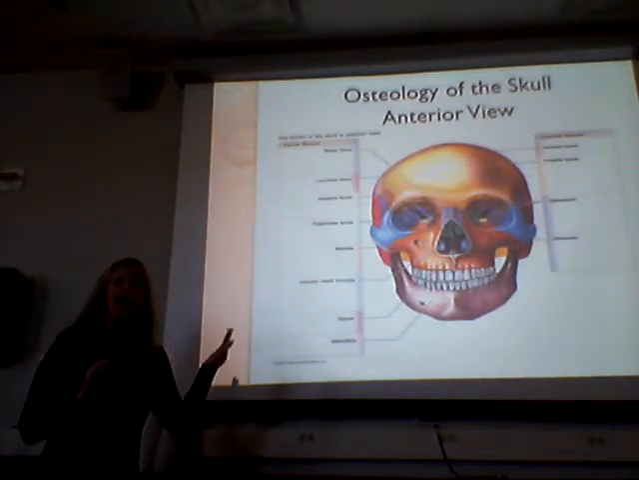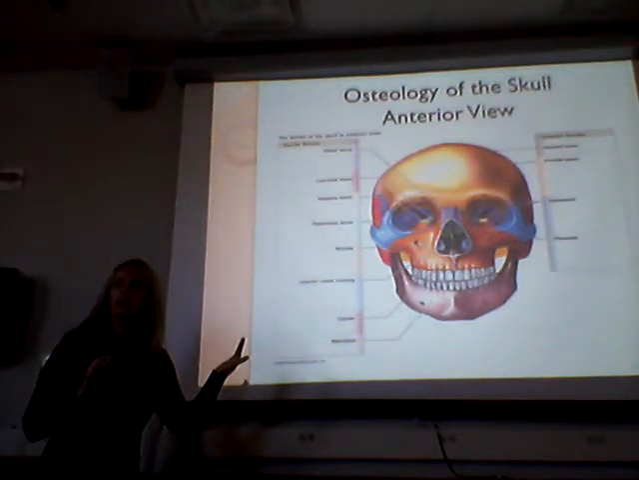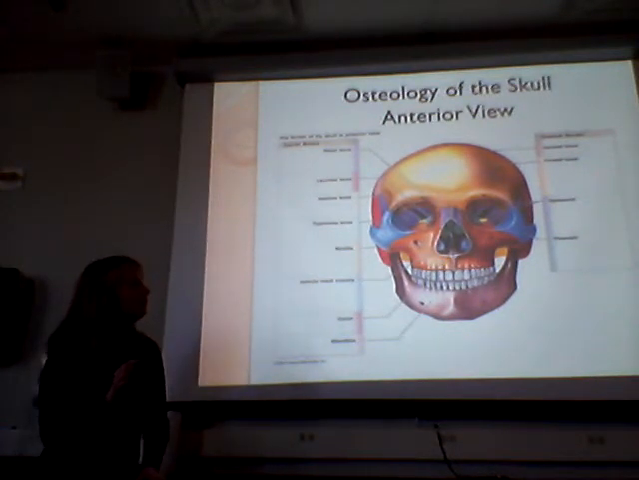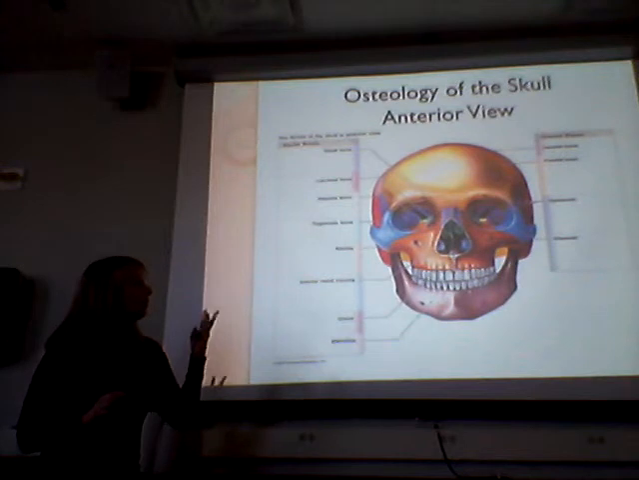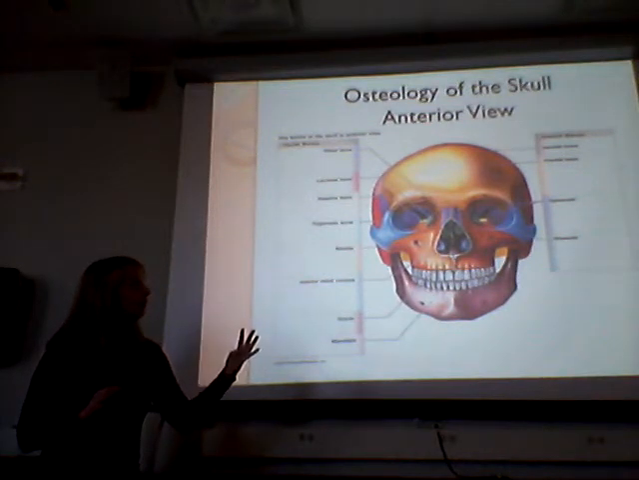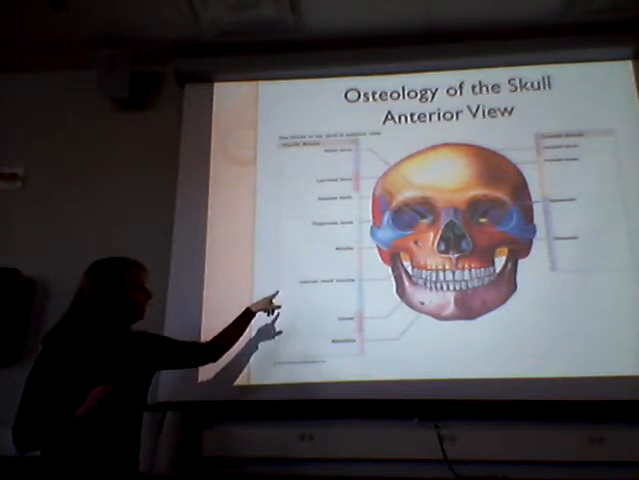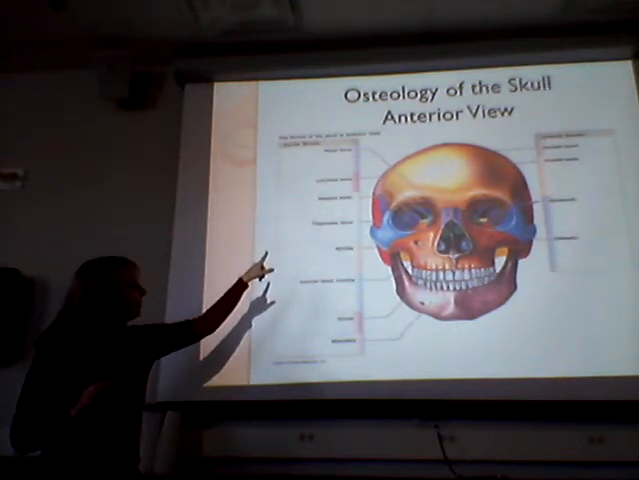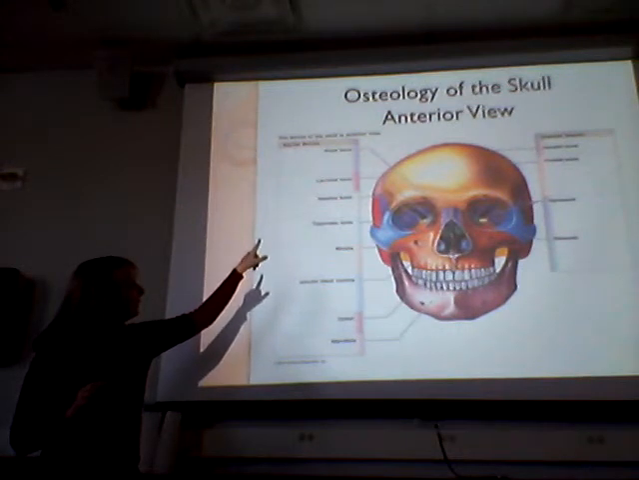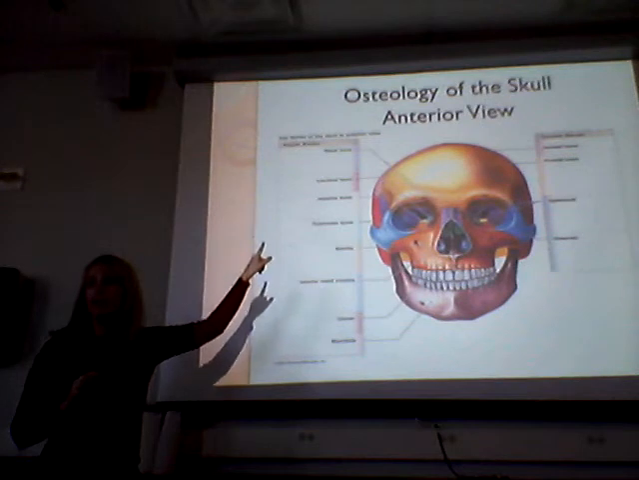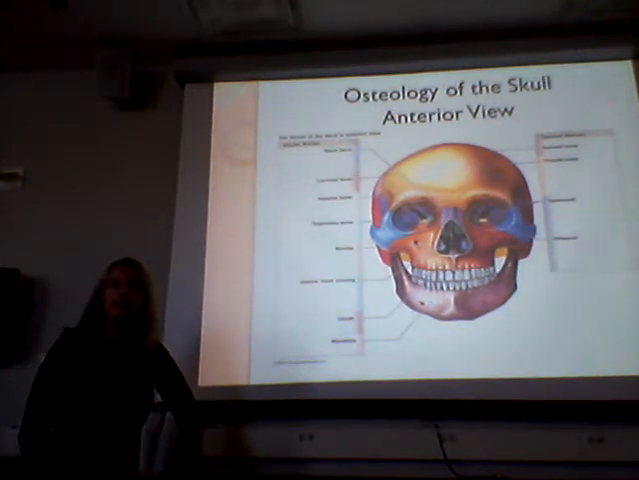How many bones should we have in this picture? 22, right. Let's count how many we have. Parietal bone, that's 2, right? Frontal bone, 3. Sphenoid, 4. Ethmoid, 5. Mandible, 6. Vomer, 7. Nasal concha, 9. Maxillae, 11. Zygomatic, 13. Palatine, 15. 16, 17 for lacrimal, 18, 19. We've got 19 bones. What's missing?